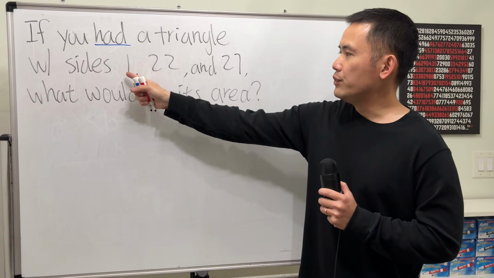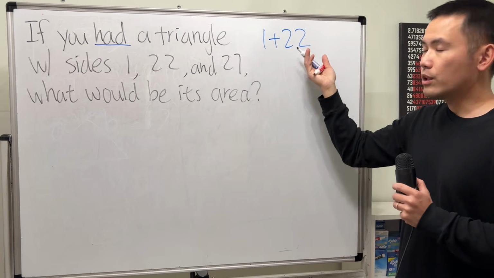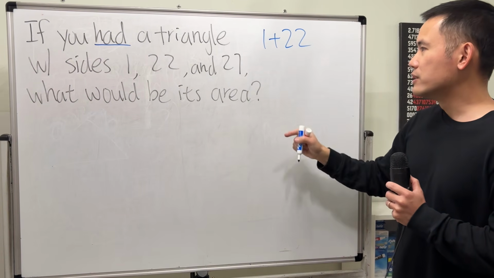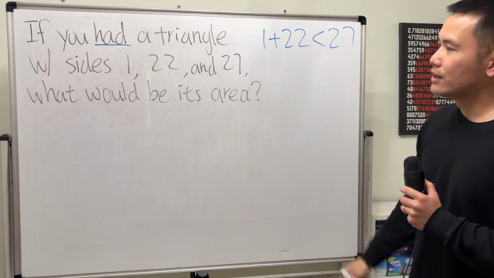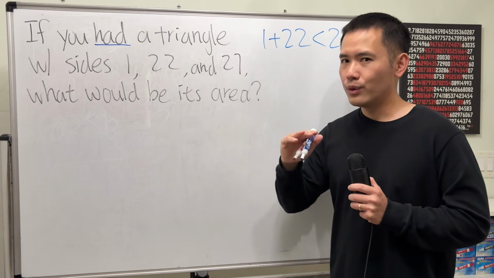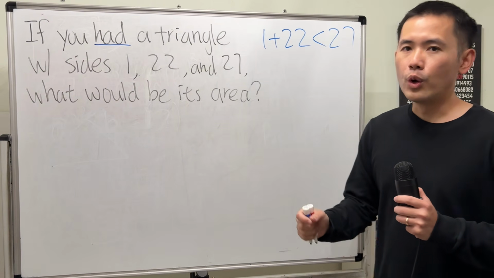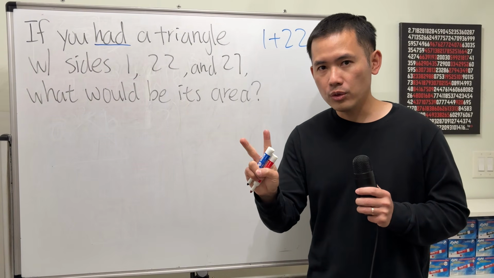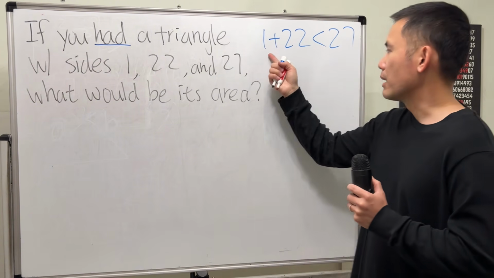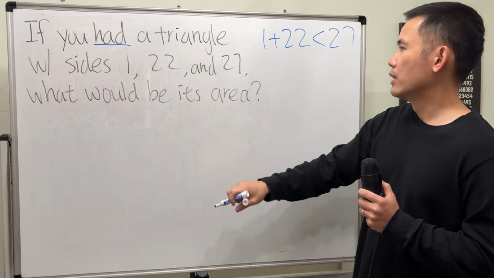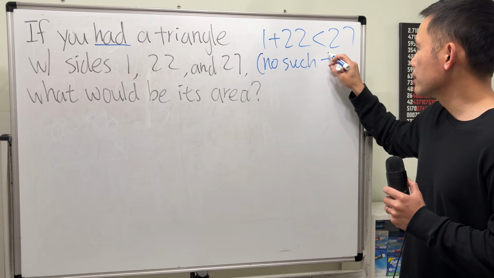Why? Because if you have these two sides, let's say we just add them up, well, that's only 23. Unfortunately, this is not bigger than the third side, which is 27. So this triangle wouldn't exist. Because remember, the triangle inequality says when you add up any two sides of a triangle, the result has to be greater than the third side. But this is not true right here. So I would just say no such triangle.